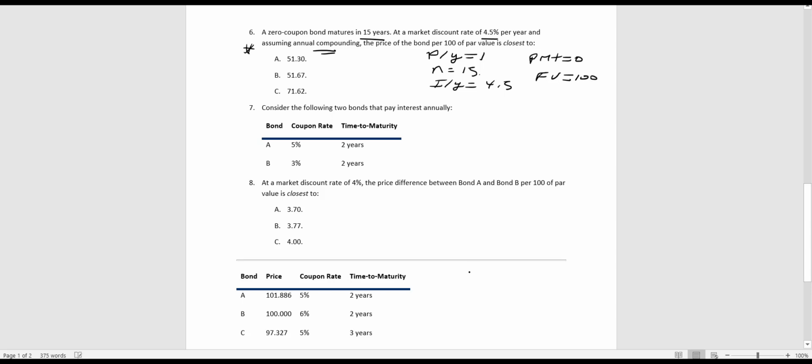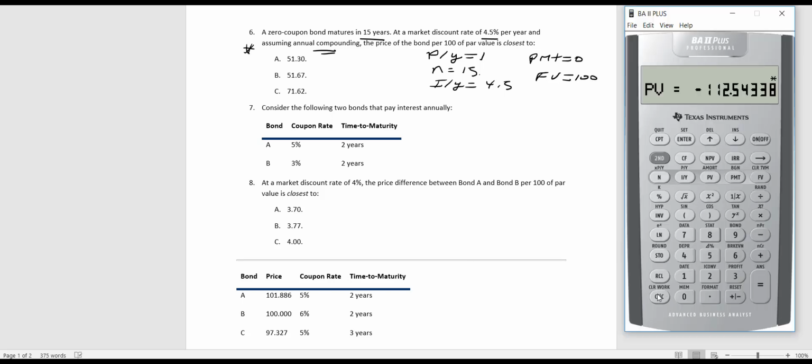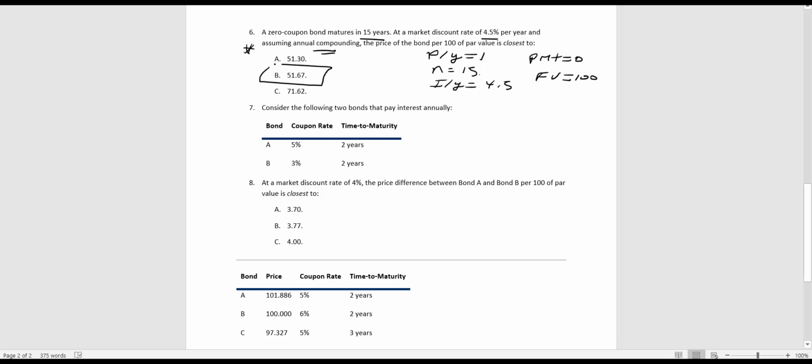So let's just bring up what we do with a zero coupon. It says assuming annual compounding, so we're going to do second PY. Now we got to change that to annual, so we're going to hit 1 enter, and then we're just going to work from left to right again. It's 15N. The market discount rate is 4.5%. That's the IY. There's no payment because it says it's a zero coupon bond. And we do 100 is our future value. That's what you'll get back. How much are you going to pay for that? Compute present value, 51.67. So the correct answer is B.